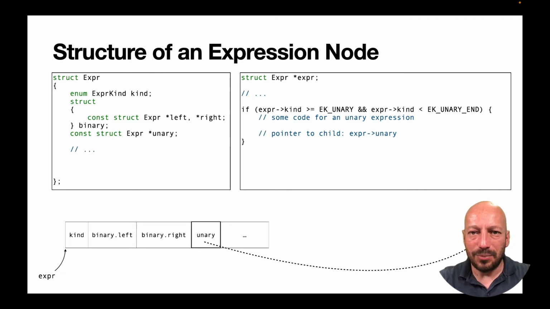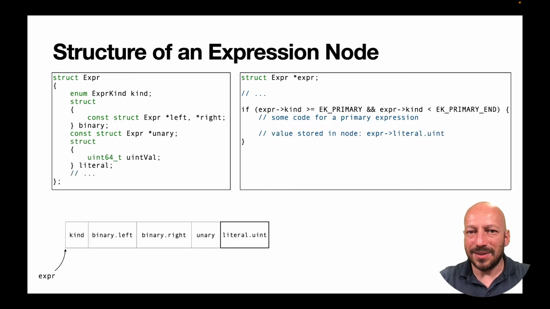If you have a primary expression, then currently this is only the case if we have a literal stored in the node, and then still you see the typical use case. You first check whether you have an expression that just stores a value, and then you can access it here with literal.uint. And again, putting it in a struct means it's more expressive. If you later, for example, have signed integer literals, then you would just add another member here. Okay, and now we can start with declaring constructors and destructors.